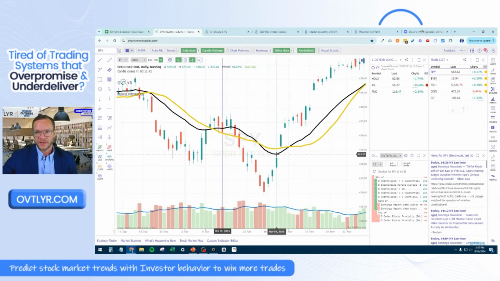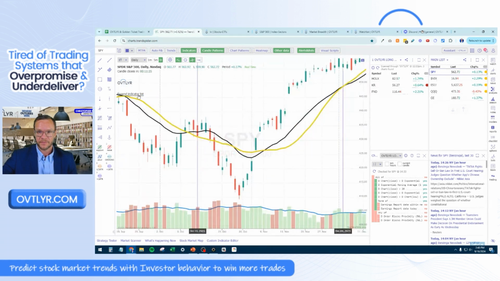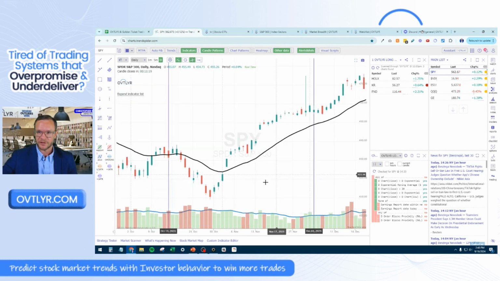You can see November 1st, 2023 was the date that this changed direction. This didn't change direction really until November 13th. So you had a two-week head start on the change in direction on the exponential versus the simple, okay? So that's the difference in exponential and simple. And just go exponential. You don't have to do any calculations. It's just one button on your chart.